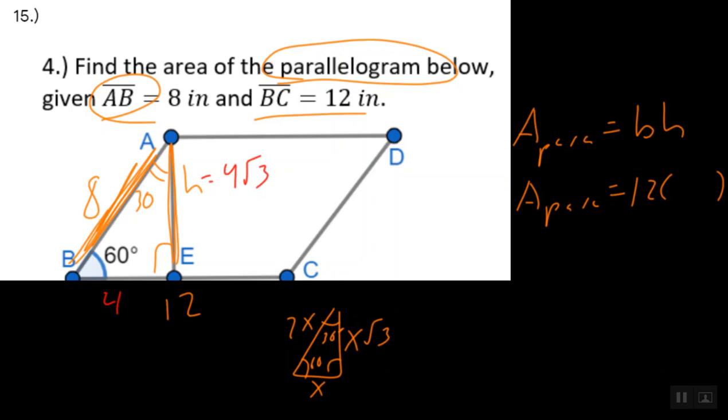As this is a special right triangle, this is something we should know intuitively at this point. And so our height is 4 square roots of 3. When you do 12 times 4 square roots of 3, you will get the correct answer for this area. Alright, let's go tackle the next one.